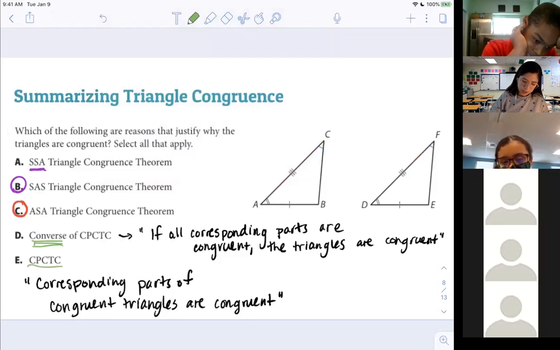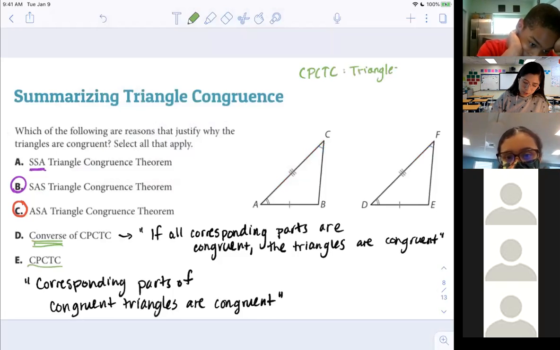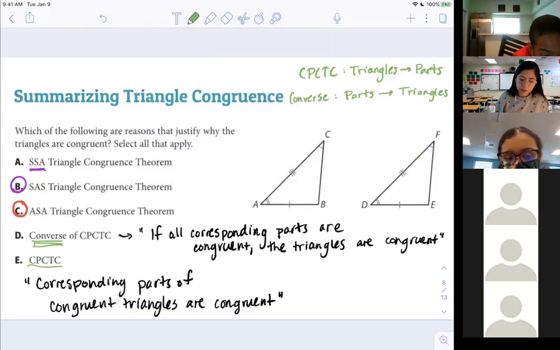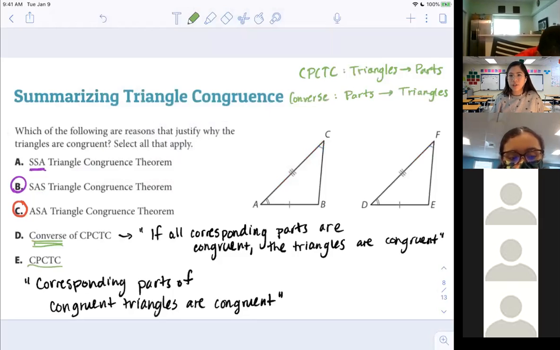So remember, CPCTC is you have congruent triangles. So that tells me I have congruent parts. The converse says if you have congruent parts, you have congruent triangles. So they're saying the same thing, but in opposite directions. So the parts are like the angles? Yeah, all the angles match, all the sides match.